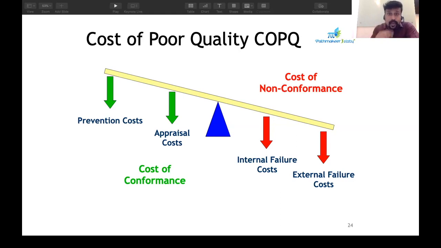There is one more external failure cost. What is that? Statutory regulations. Your company is not following the statutory regulations, they are canceling the license. You need to again bear the cost. Shut down your company, start from scratch. There is a cost associated with that. That is external failure. So these are the 4 costs of failure or cost of poor quality. So we are supposed to work on eliminating all these 4 costs.